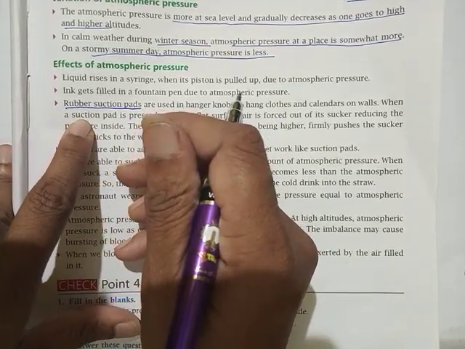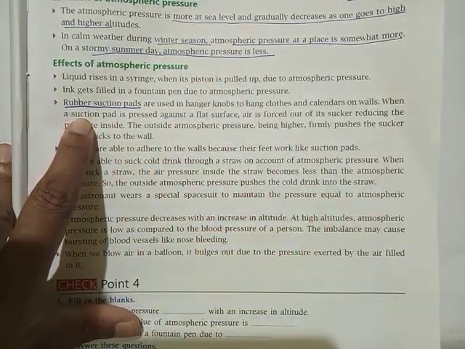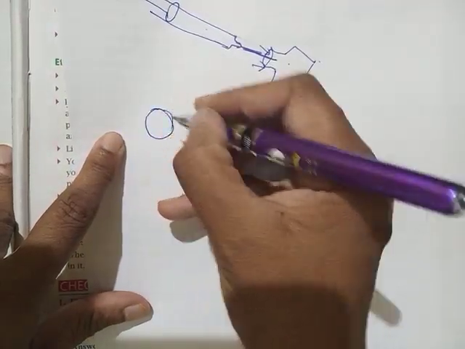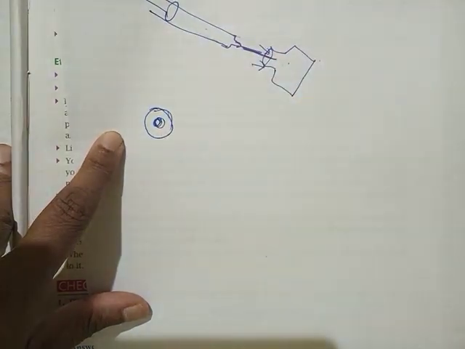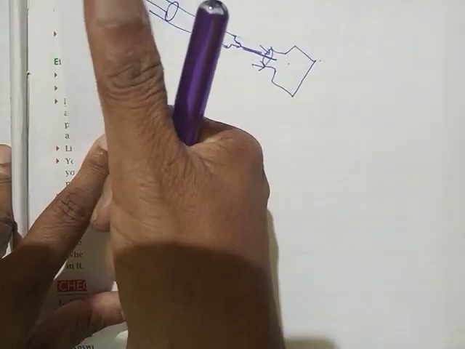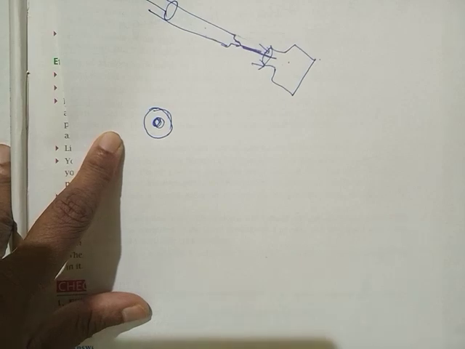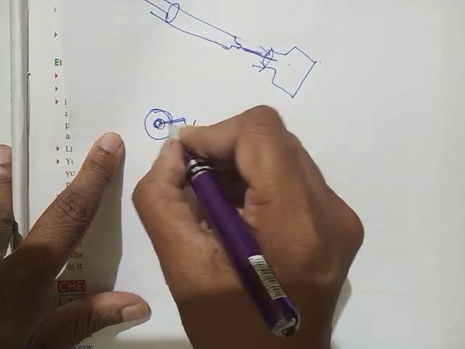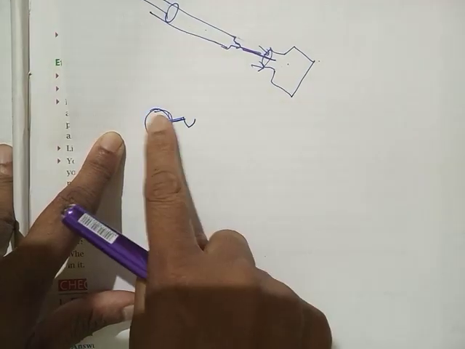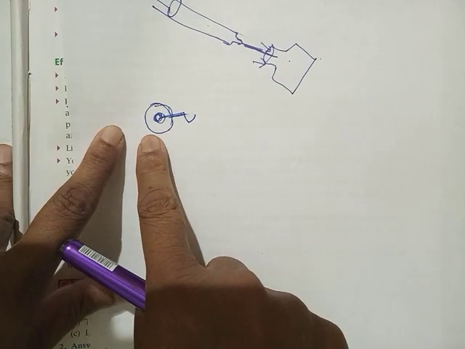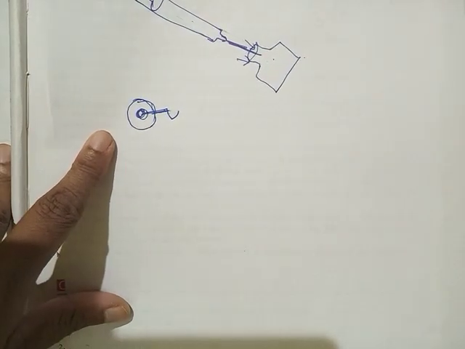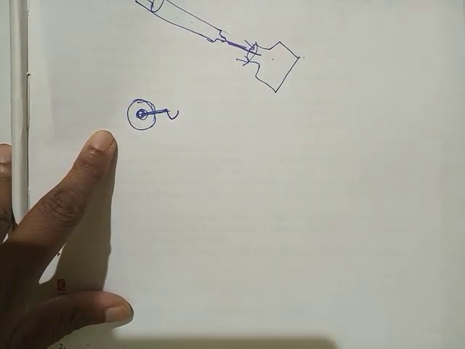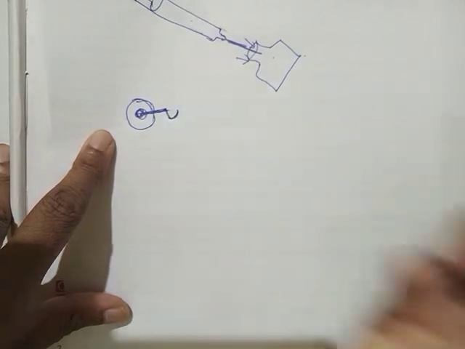These are those plastic transparent ones. Like when you press it against a wall or something and you take your hand, it remains stuck to the wall. You will have hangers and all attached to it. Okay, if you don't have a nail and you want to have a hanger somewhere, using rubber suction pads, it will have a hanger fixed to it. So this rubber suction pad, you can press against the wall. It will remain stuck to the wall and then you can use it as a hanger.